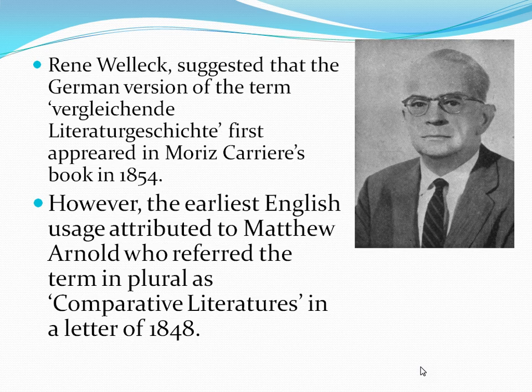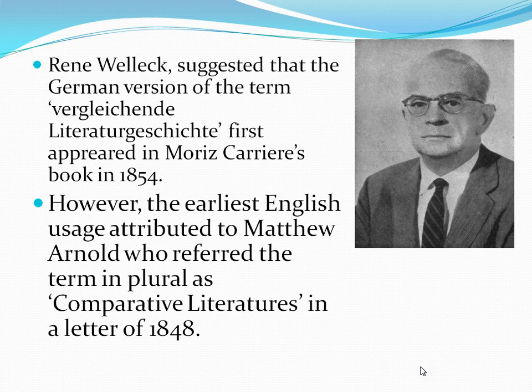However, the earliest English usage is attributed to Matthew Arnold, who referred to the term in plural, as comparative literatures, in a letter in 1848. So 1848, 1854 and also 1816. 1816 is the French version of the term. Next, 1854 is the German version. But Wellek mentioned that Matthew Arnold used the term comparative literature in a letter before his speech at Oxford University, and that happened in 1848.